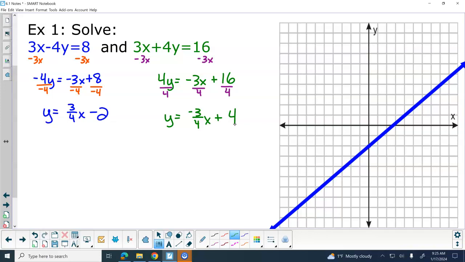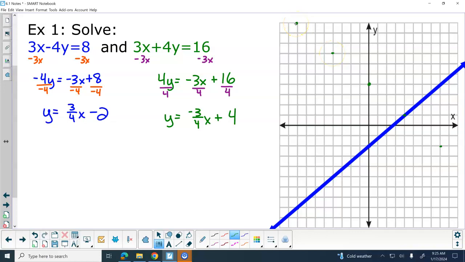So the slopes are different. Yep. If the slopes are different, you're going to get a solution. Okay? So that tells me that I'm going to go up 4, 1, and 2, and 3, and 4. The slope of negative 3/4 says that I'm going to go down 3 and right 4, down 3, 1, 2, 3, 4, or I could go up 3 and left 4.